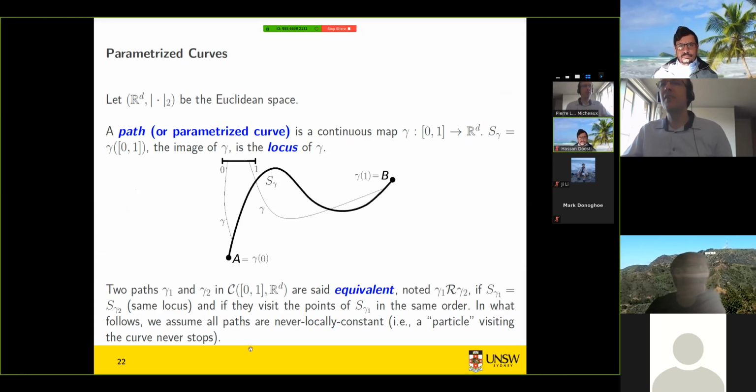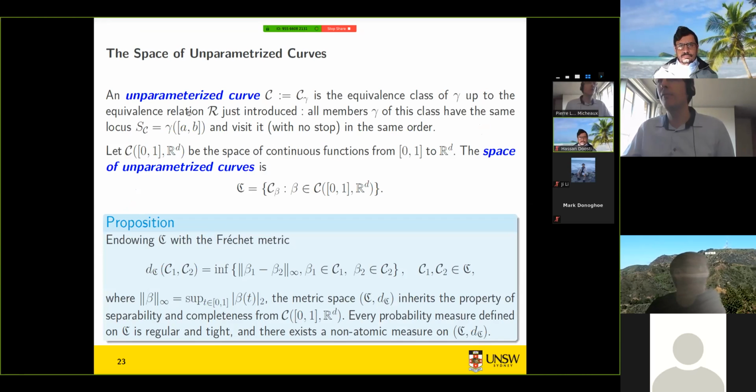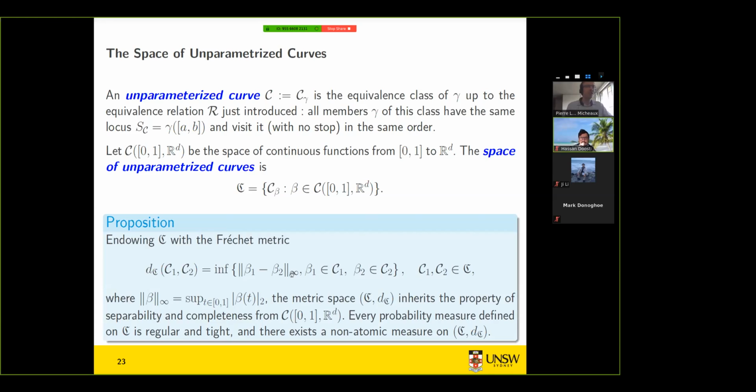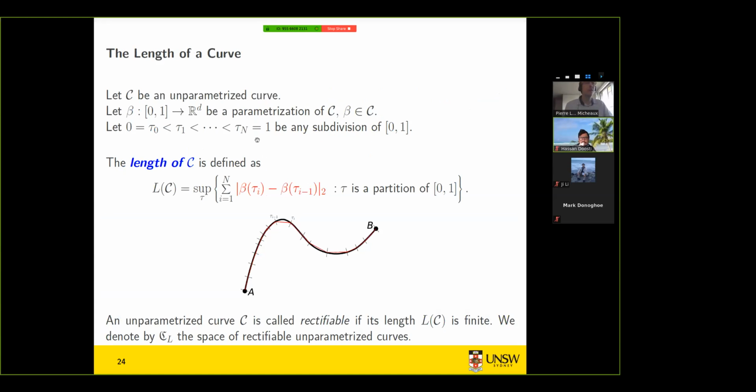All right. So then we define an unparameterized curve. This is just the equivalence class of gamma up to the equivalence relation that I just introduced. Somehow we put all the curves that are related to each other by this equivalence relation in the same bag. Then we define the space of unparameterized curves, which is just the space of these equivalence classes. And if we endow this space with the Fréchet metric, which is defined here, then this space becomes a metric space, and thanks to these nice properties, we can define probability measures on this space.